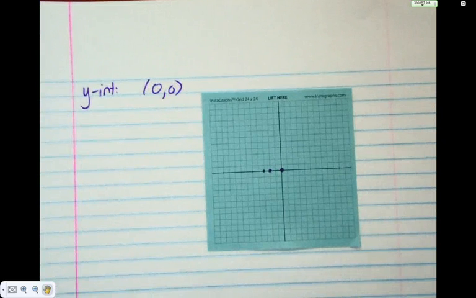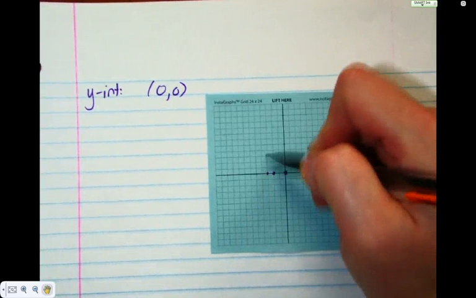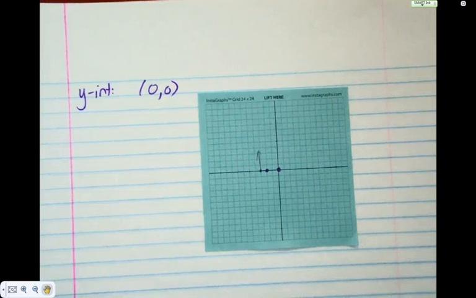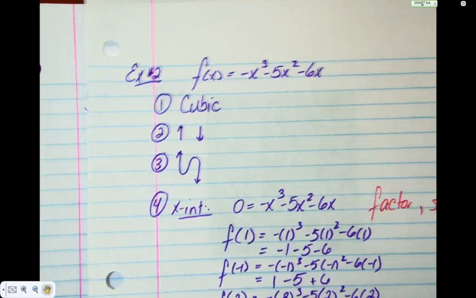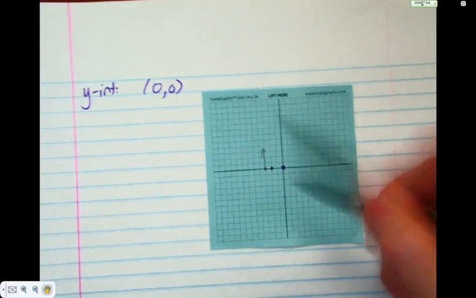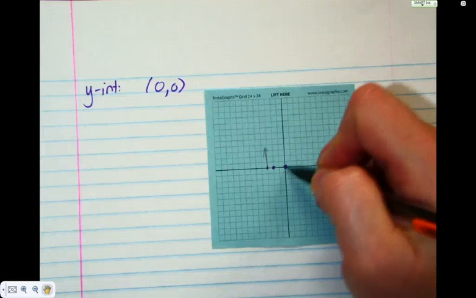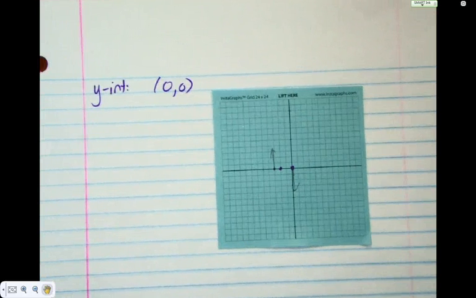I'm grabbing a pencil on purpose, so if you don't have a pencil, don't do this step. But I know it's got to go up here. How do I know that? Because we already decided that in step 2, that the left-hand side has to go up. What do I know about the right-hand side? It has to go down, so I know that it's down in that direction.